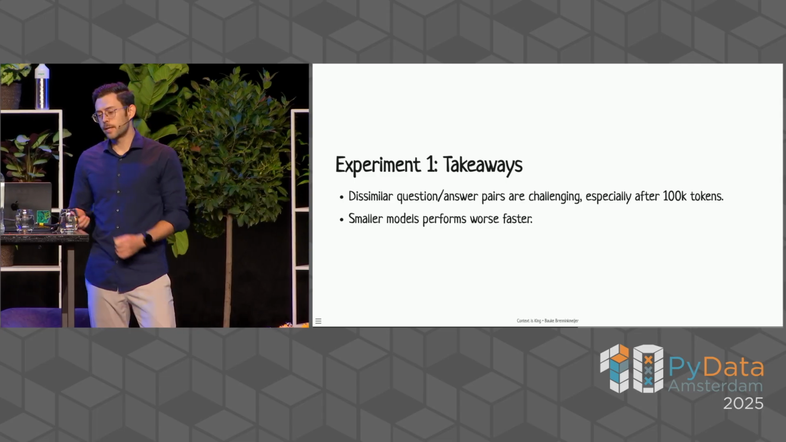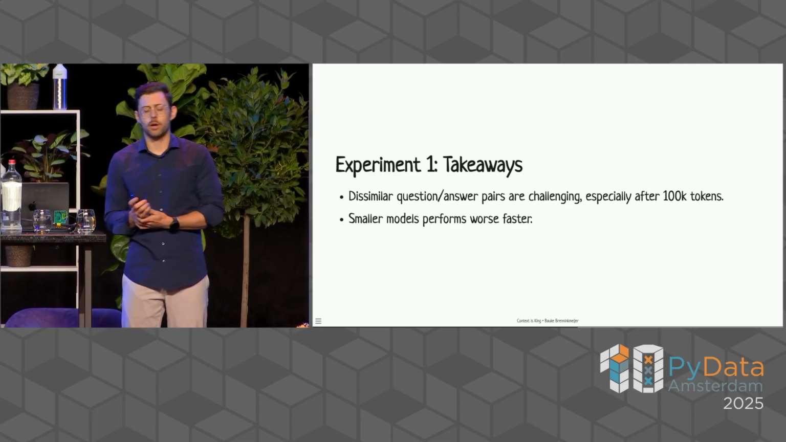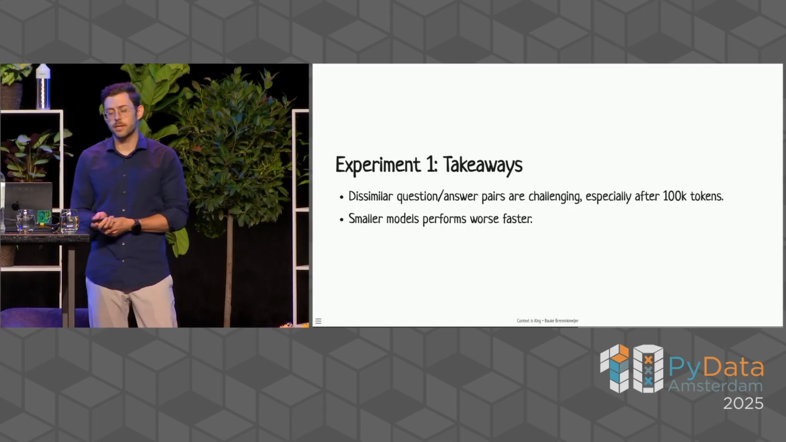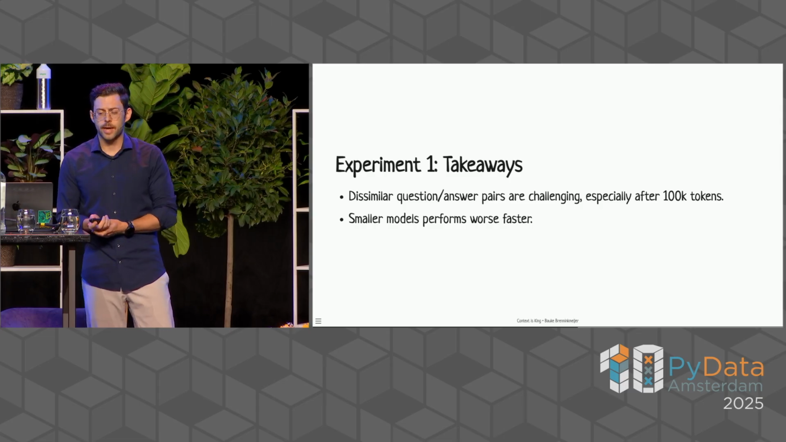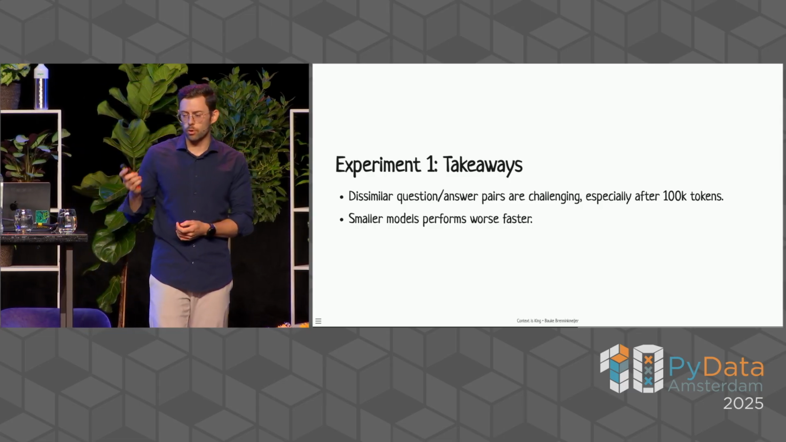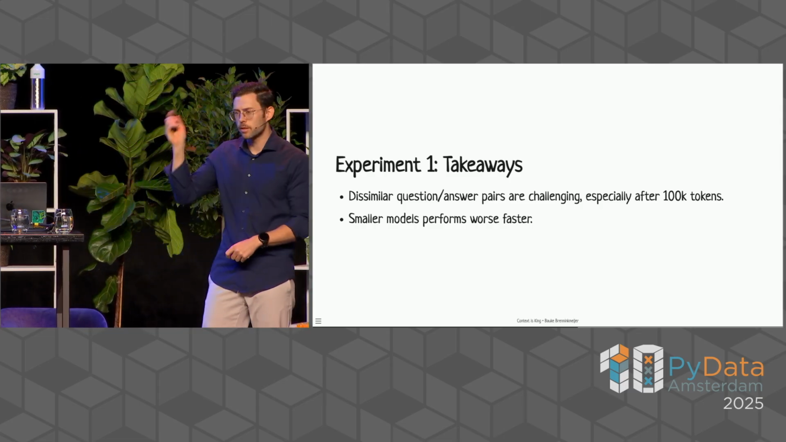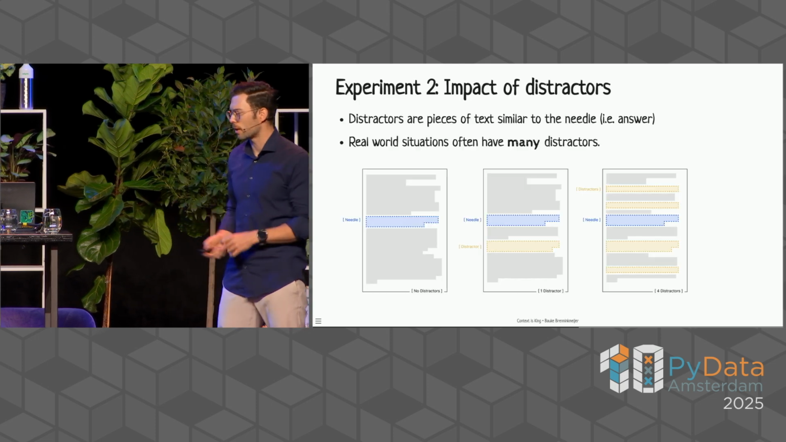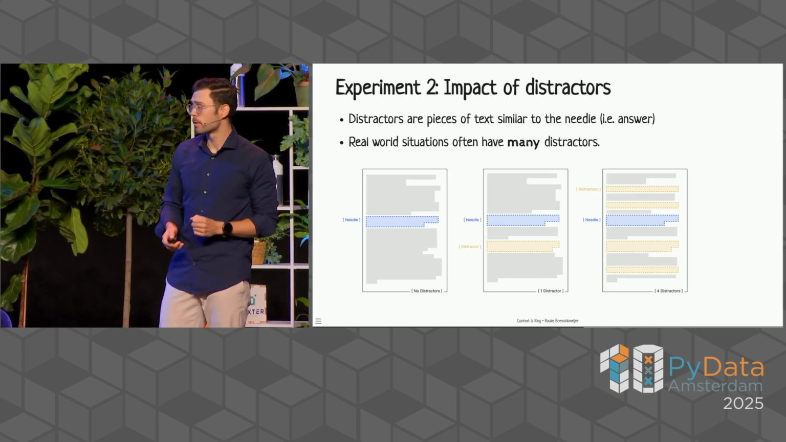So the takeaway here is dissimilar question answer pairs are very challenging, especially after 100,000, and smaller models perform worse much faster. I didn't have time to show all the charts here, but it was quite bad.